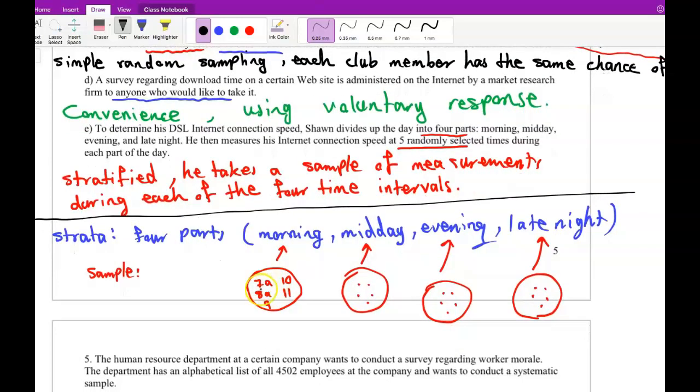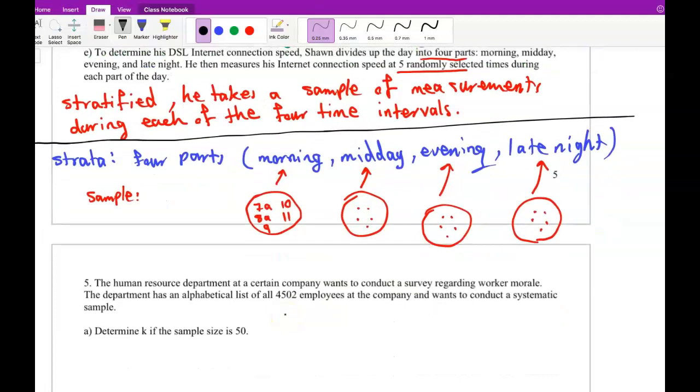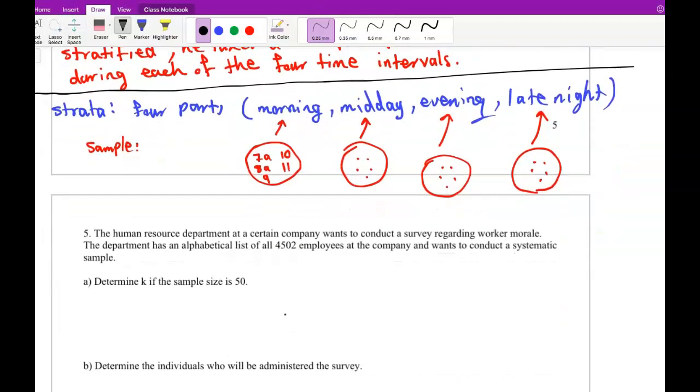So it's not that my sample is 7 a.m. He measures his internet connection speed at a specific time. So at 5 randomly selected times during each part of the day, let's say he decided to measure his internet connection at 7 a.m., then 8 a.m., 9 a.m., 10 a.m., and finally 11 a.m. So he measures his internet connection at these times that he randomly selected.